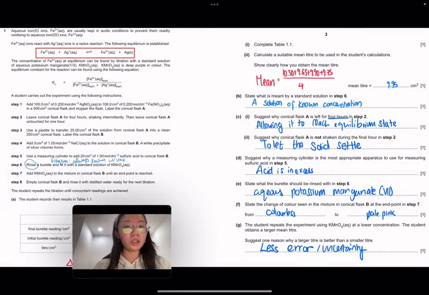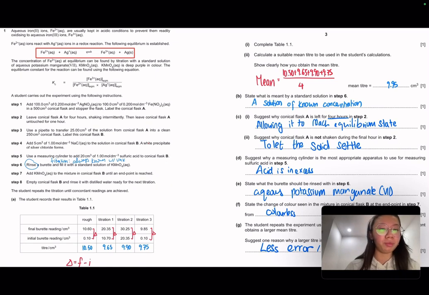Okay, so for this question, we are met with equilibrium and some calculations. This one is not the calculations, but it will come out after this. Okay, so right, let's read the question. Fe2+ are usually kept in acidic conditions to prevent them from being readily oxidized into Fe3+. Fe2+ reacts with Ag+ ions in a redox reaction. The following equilibrium is established. So we sort of get a glimpse and the idea that we're dealing with an equilibrium reaction here. So there are some steps you might expect, such as leaving it out or shaking it.